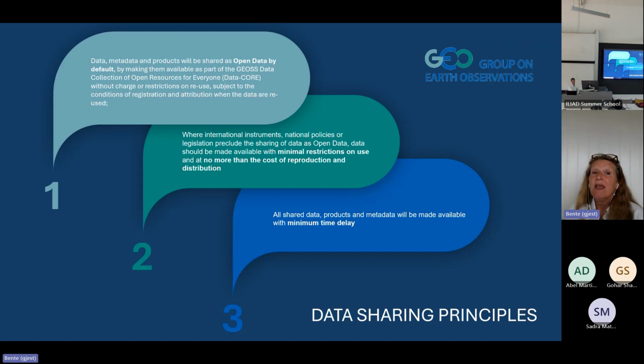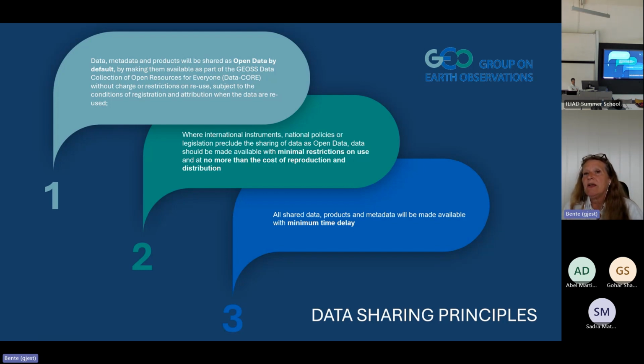Open data by default. And by making them available as part of the GEOSS data collection, open resources for everyone. GEOSS is the Global Earth Observation System of Systems. It's a federated system, just as Iliad is based on a federated system architecture and approach. And they should be without charge and restrictions on reuse, subject to the conditions of registration and attribution when the data are reused. The second one is where international instruments, national policies, and legislation preclude the data sharing as open data. Data should be made available with minimum restrictions on use and no more than the cost of reproduction and distribution.